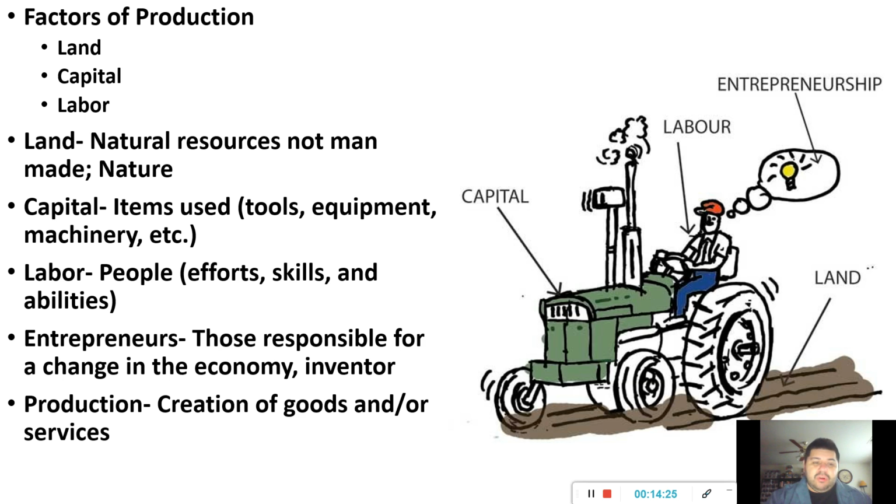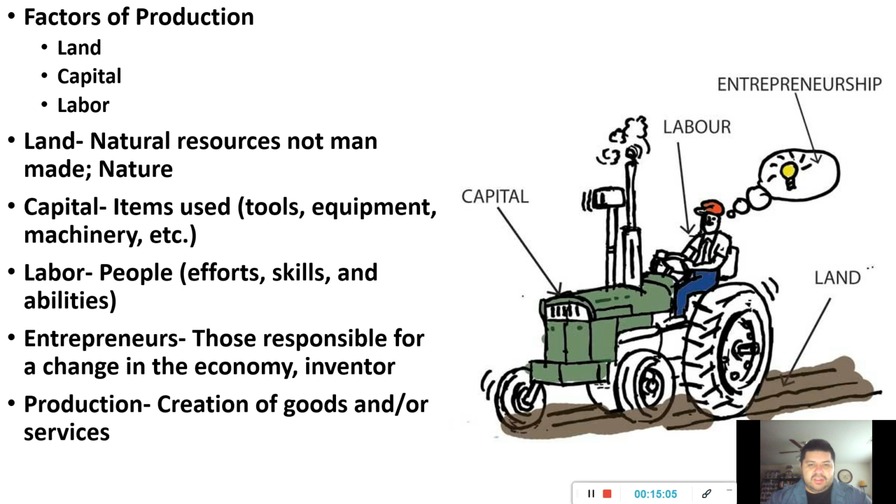Now again, production is the creation of goods and services. Even though a restaurant doesn't really create anything, they make food, but it's not like they're creating bottles or PS5s or things like that. They're making food. They are a service. You go to them, they offer their service, and whether you like it or not, you go back or you don't. That's a service when you go to a restaurant.